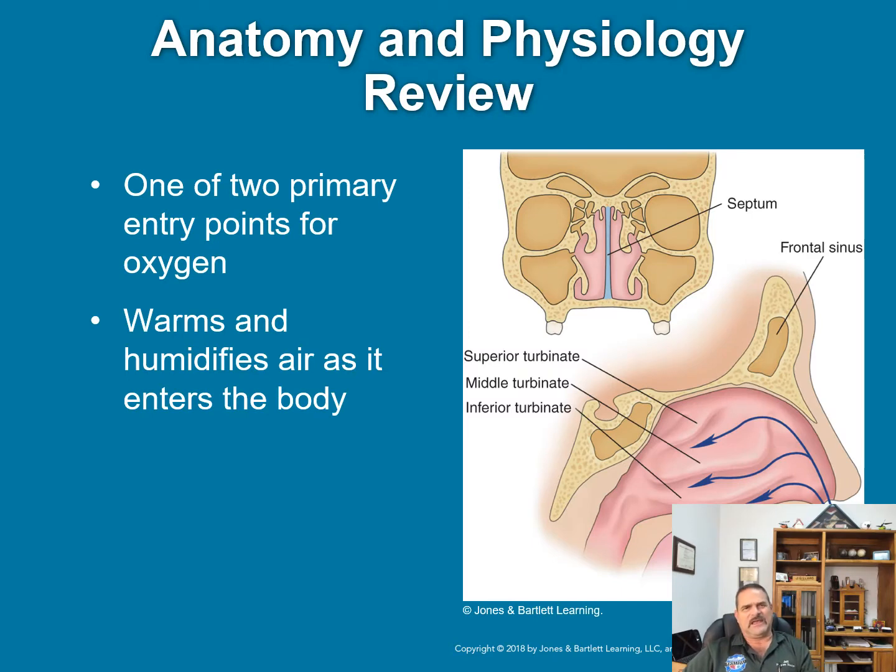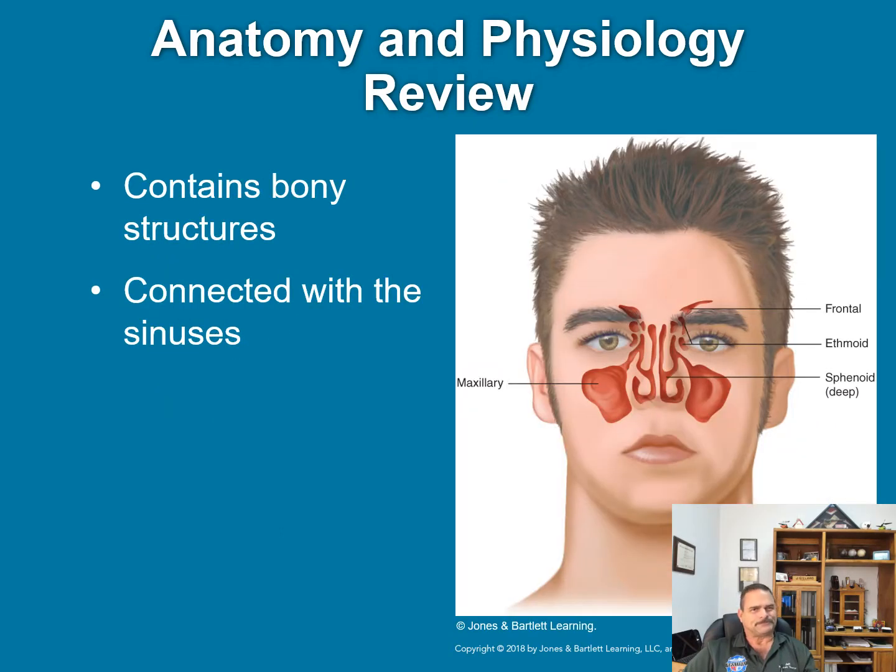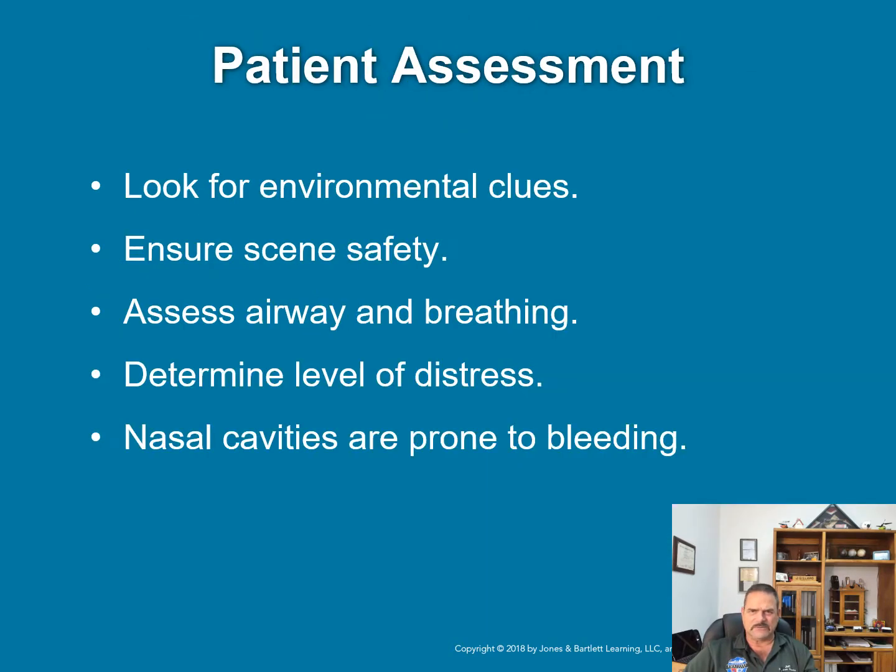All right, so a little bit of anatomy. One of two primary entry points for oxygen is our nasal passages. It warms and humidifies, like we talked about. There's the septum, the frontal sinus. Also talking about the turbinates. You have your superior turbinate, your middle turbinate, and your inferior turbinate. That's the makeup of the internal nasal cavity. It also contains bony structures all throughout your frontal, ethmoid, and sphenoid. Those are the bones, and the sinuses are behind them.